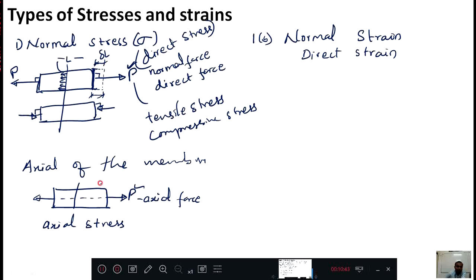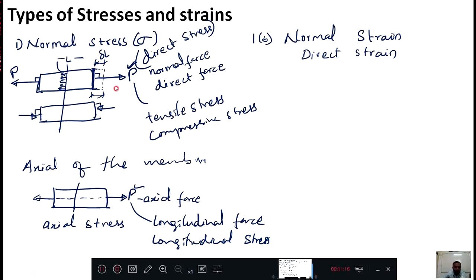Now again, for this normal stress we can give another name. Like this, P is applied along the lengthwise direction, the total length, therefore we can call it a longitudinal force. Then the resistance offered in the body for the longitudinal force is called longitudinal stress.